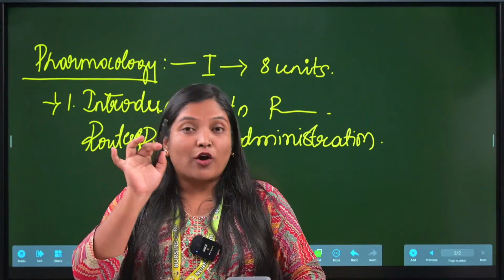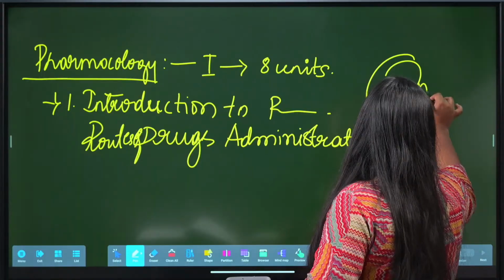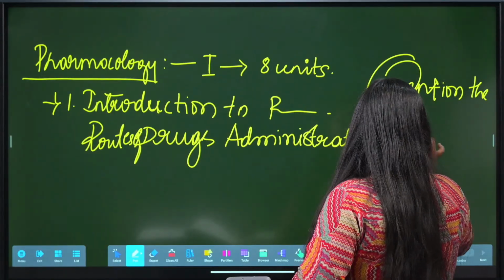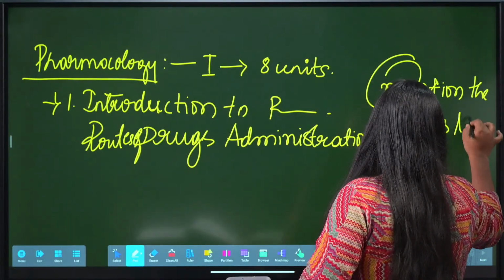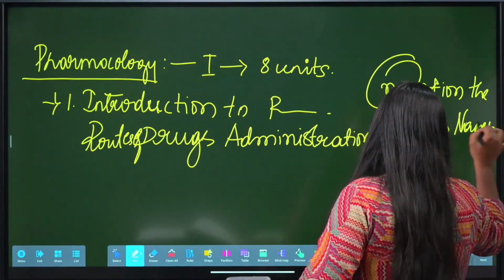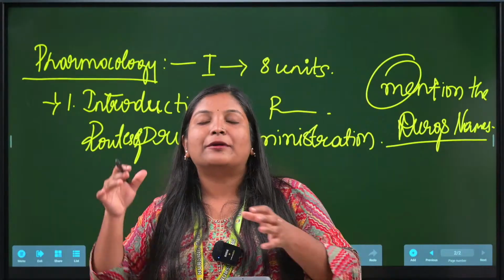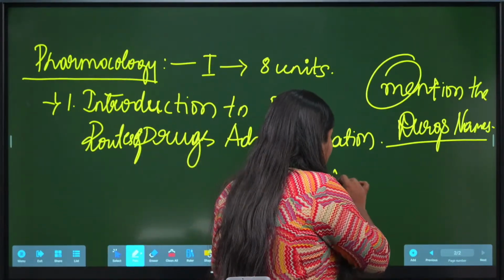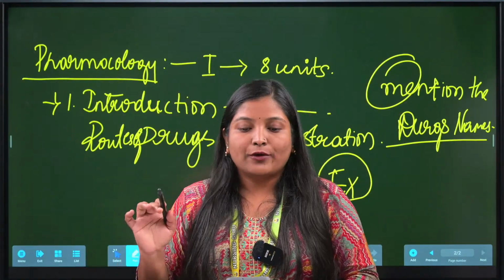So my point is that you have to mention the drug names under the categories. While explaining the classification of a particular group, you have to give examples. Examples you need to provide. Hope you understood this one.